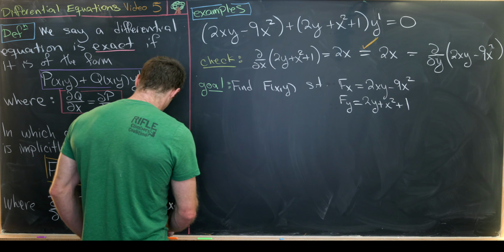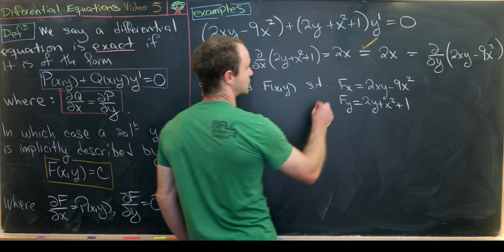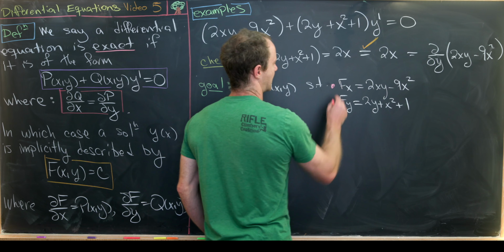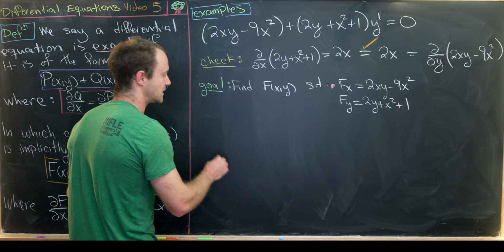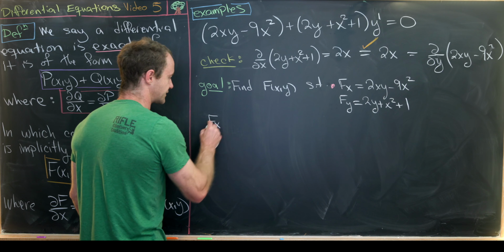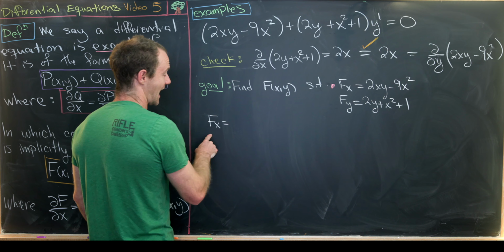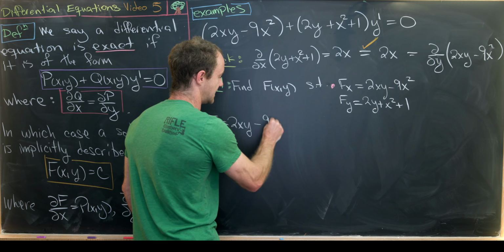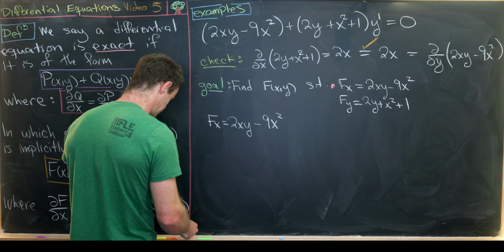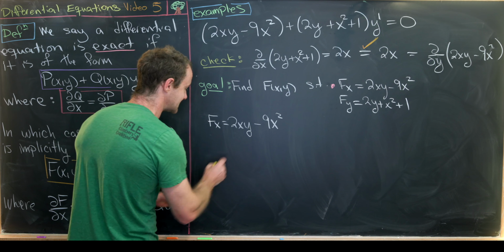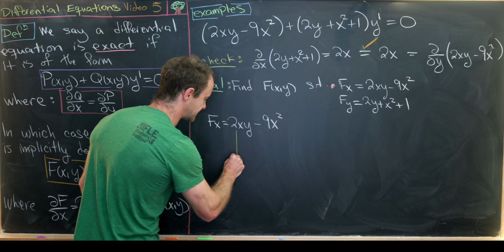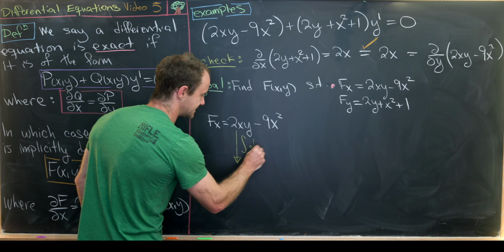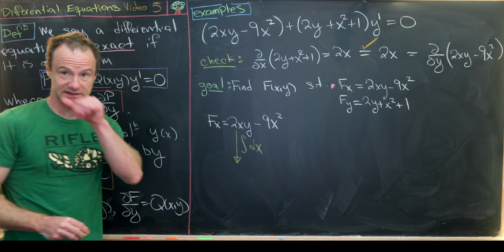Okay, so for the purposes of this one, let's start with the one that I'll put a pink dot next to. Okay, so we've got the partial with respect to x of f is 2xy minus 9x squared. And now let's take the antiderivative of that with respect to x. So I'll write that as antiderivative with respect to x.